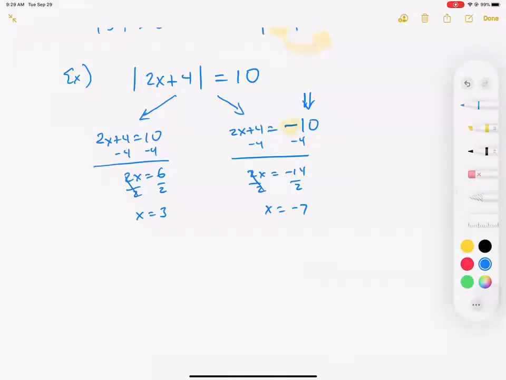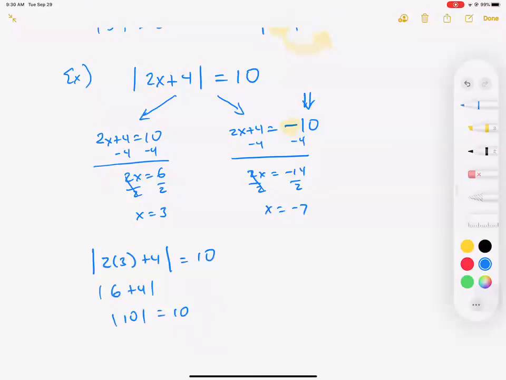Okay, so let's go ahead and check our answers. We have a 3 on one side and a negative 7 on the other. So let's go ahead and plug in the 3 just to double check. Is it true that x, if it was 3, would make this a true statement? 2 times 3 plus 4, which is equal to 10. 6 plus 4 is 10, and the absolute value of 10 is 10. Yep, that worked out.